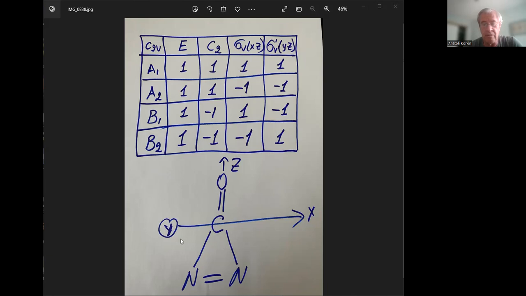This molecule, when it decomposes to two stable molecules, nitrogen and carbon monoxide, can release about 100 kilocalories per mole, so it's a highly energetic molecule.